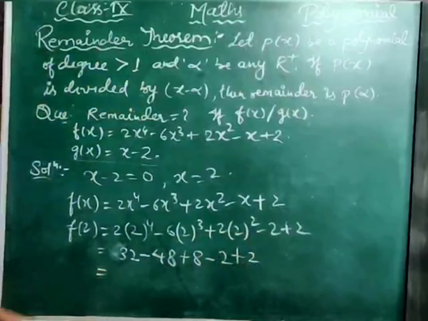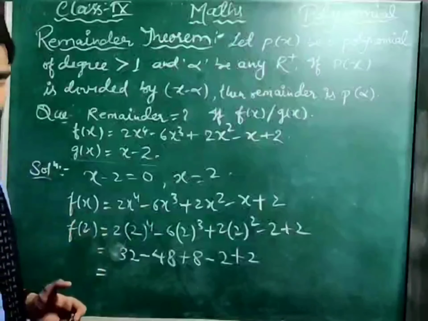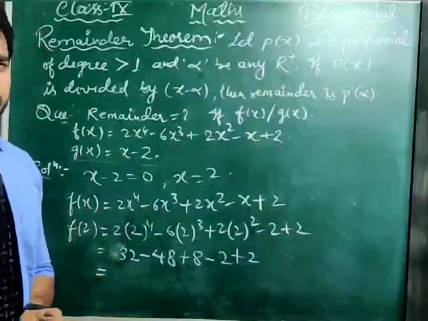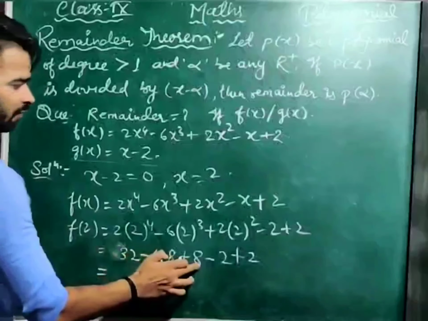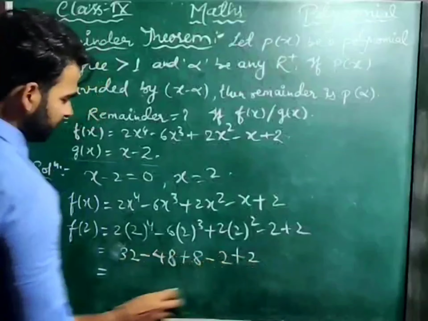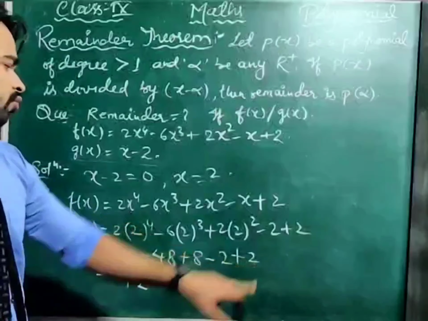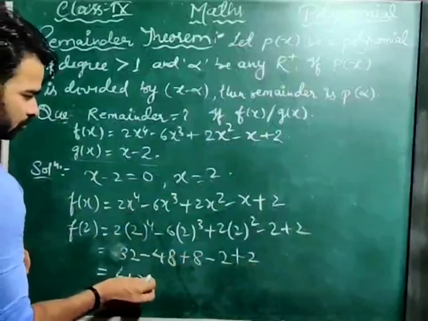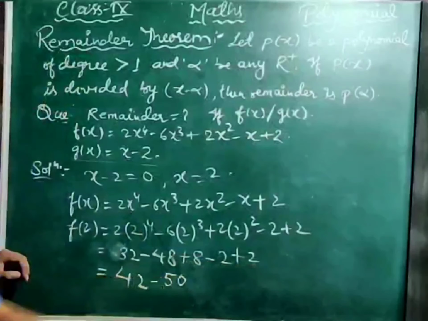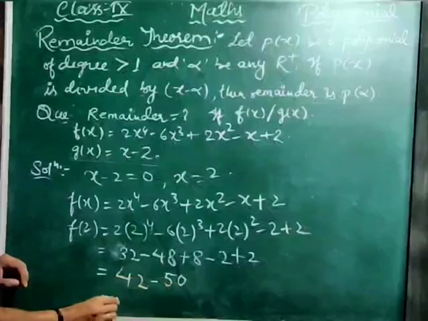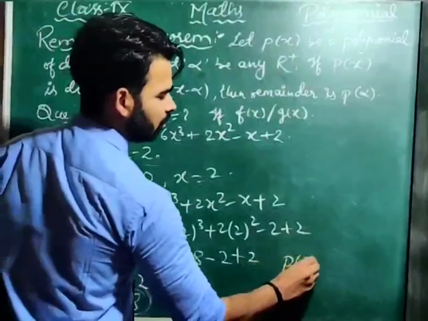Now after it, we will apply Bodmer's rule, and according to it, we add all the numbers given with a positive sign, and add all the numbers given with a negative sign. So here 32 and 8 and 2 are given with positive sign, so 32 and 8 is 40, 40 and 2 is 42, and minus 48 and minus 2 is minus 50. Now 42 plus minus 50 is minus 8. So here our remainder is what? Minus 8. We will get P alpha is minus 8.